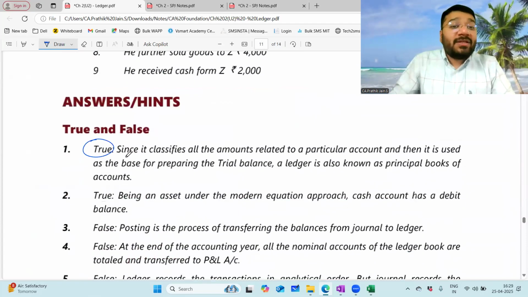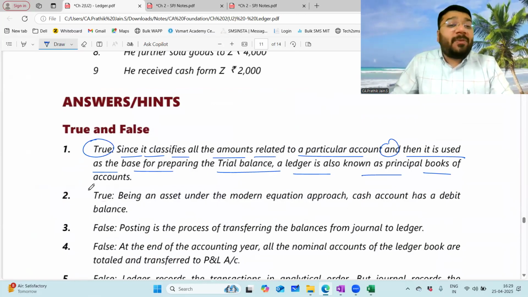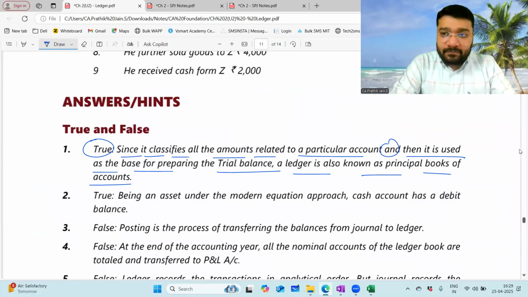Explanation, 1 more mark. Since it classifies all the amounts related to a particular account, and then it is used as the base for preparing trial balance. Hence, the ledger is also known as principal book of accounts. Okay. Now, if you come back and see the theory, they have given it here.